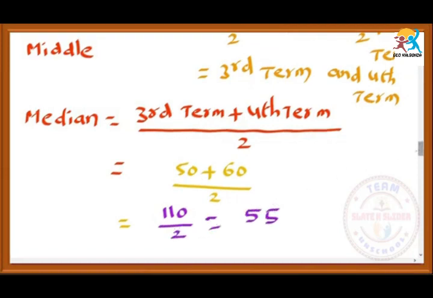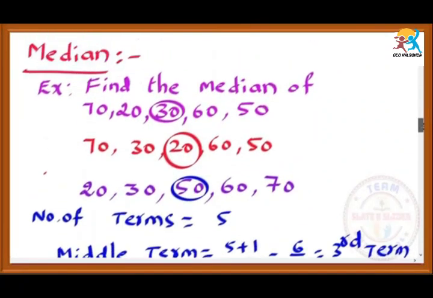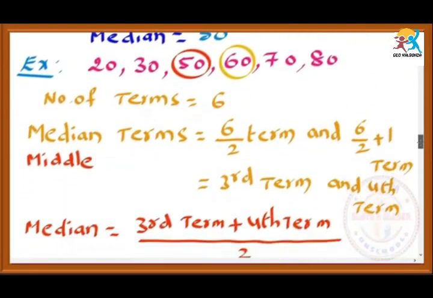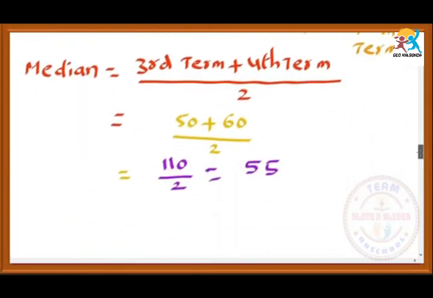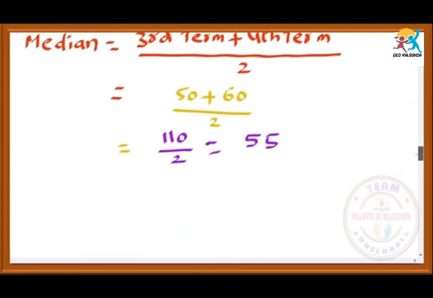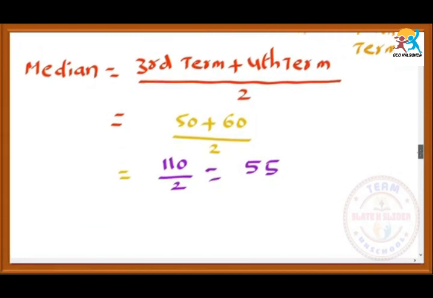Here what happened? Observe, for some data the median is 50. If one number is added to the data, then it will affect the median, because the median has changed to 55. So how can you say this 55 is a middle term?